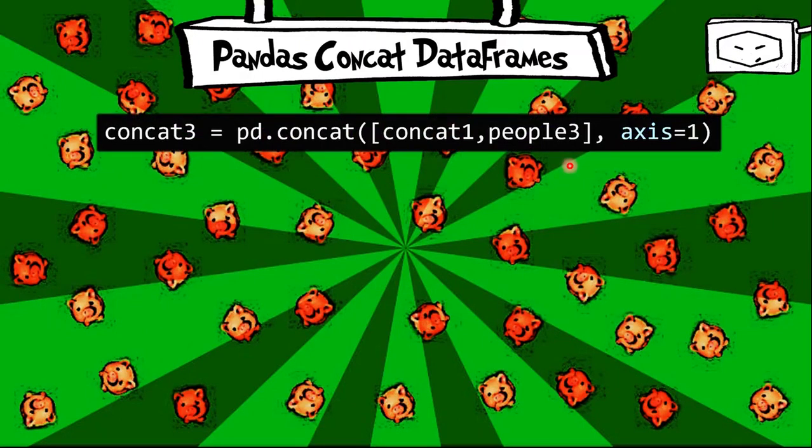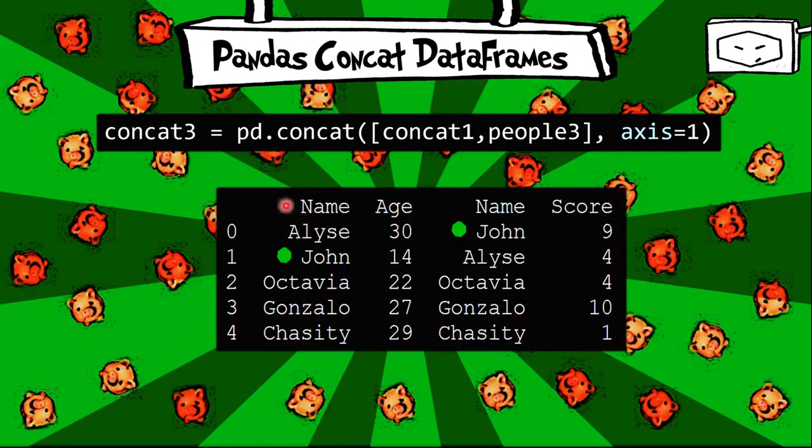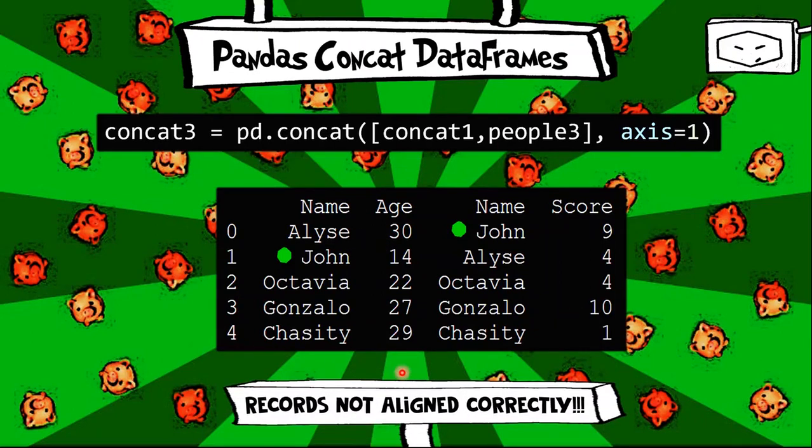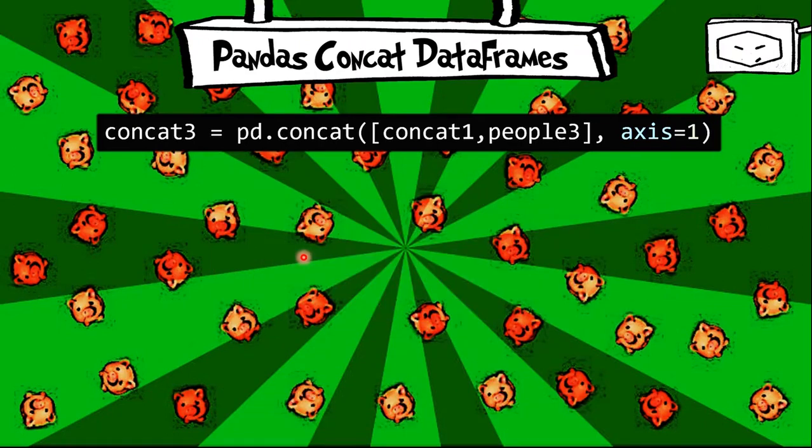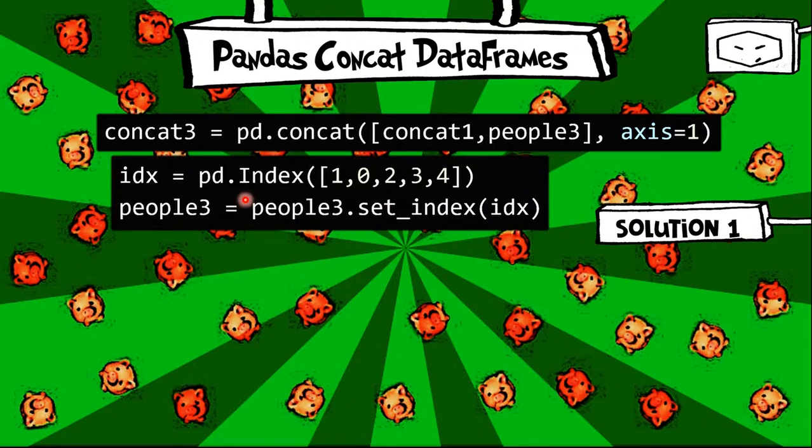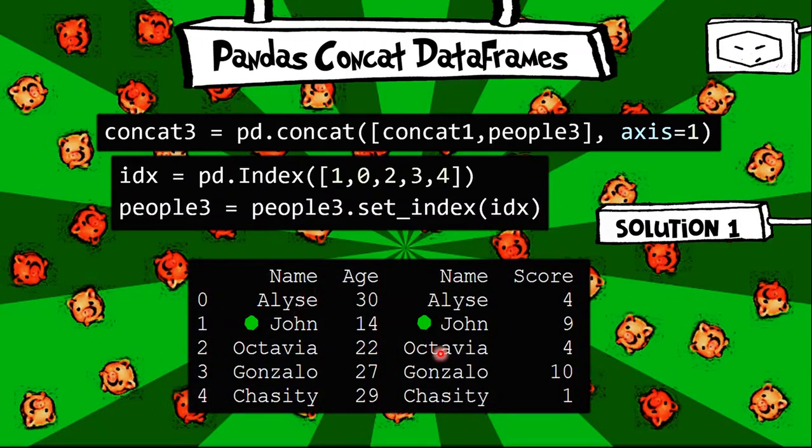To concat people3 to the rest, we needed to add a second parameter, axis equals 1. 1 means columns, 0 means index or rows. We got these results, and here we have a problem. Records are not aligned correctly because John here is in the wrong place. To solve this problem, we had a first solution that was creating an index manually and setting the index to the data frame people3. And then we got our result correctly.